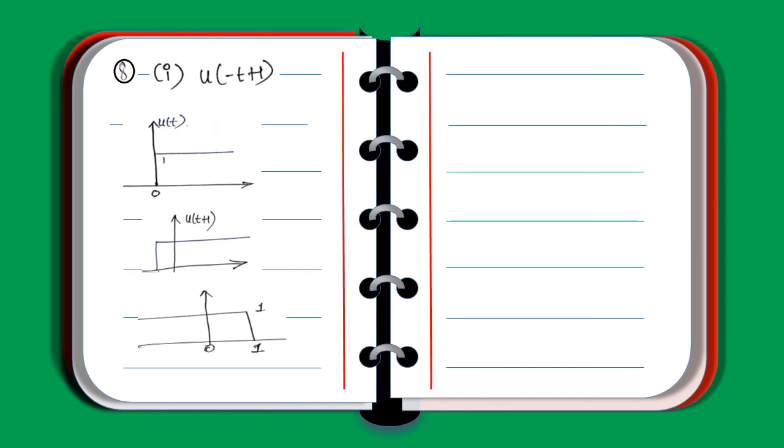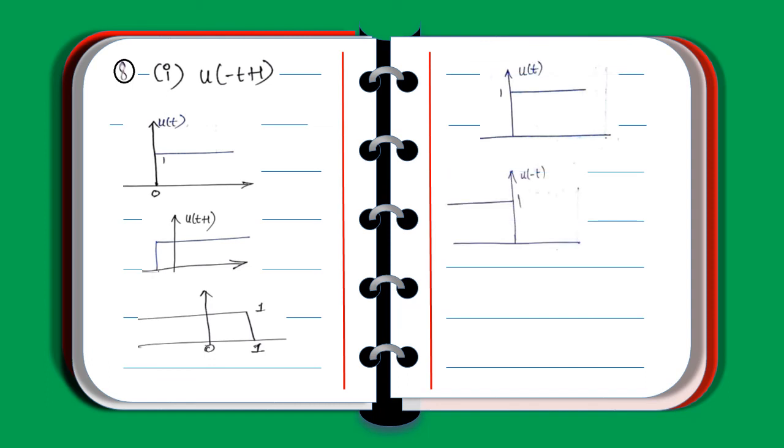Now let us reverse the order of this operation and see what happens. Consider u of t again. Reflect it first to get u of minus t. Shift the signal by 1 unit. We should have u of minus t plus 1. The shift should happen towards the right side because the independent variable has got a negative sign now. Here, for u of t plus 1, the shift was happening towards the left side. Here, as the independent variable is minus t, the shift should happen to the right side.